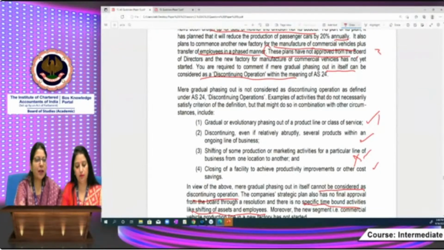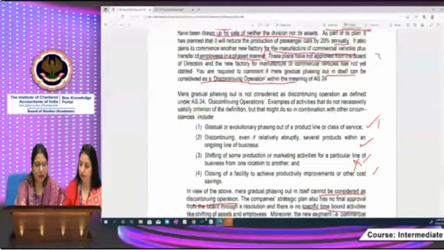And then only two accounting standards are left now for discussion, AS 26 and AS 29, which are very important. AS 26 gives you the criteria for recognition of intangible assets: when to recognize them, at what value and what amount they have to be recognized, and how to write them off. So we will continue our discussion on AS 26 now.